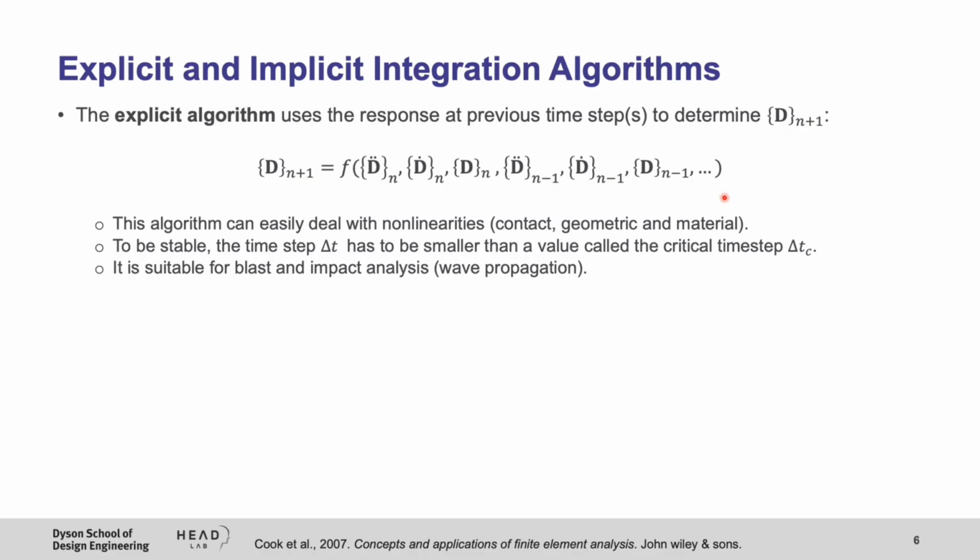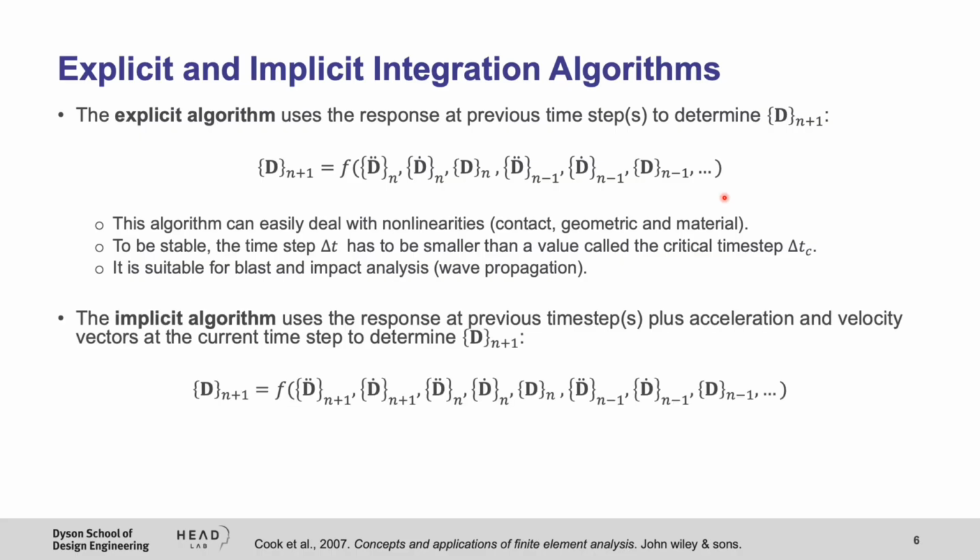It is suitable for blast and impact analysis. So essentially problems where the duration of the phenomenon is comparable to the wave propagation time throughout the medium. The implicit algorithm, on the other hand, uses the response at previous time steps plus acceleration and velocity vectors at the current time step to determine d n plus 1.